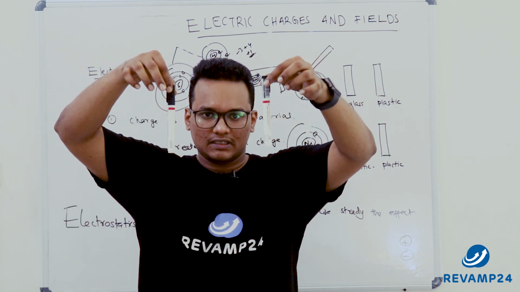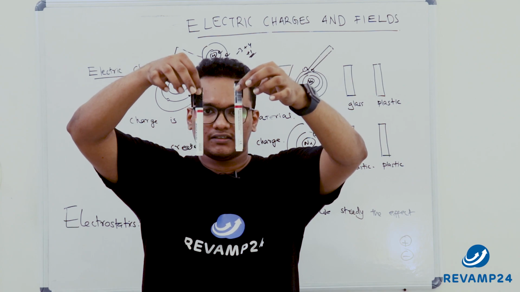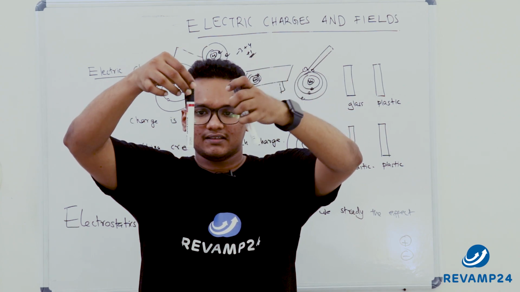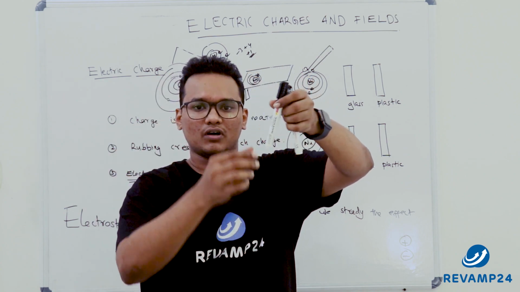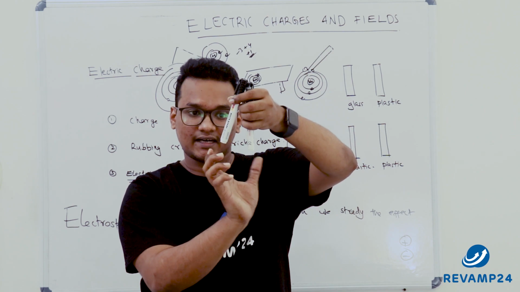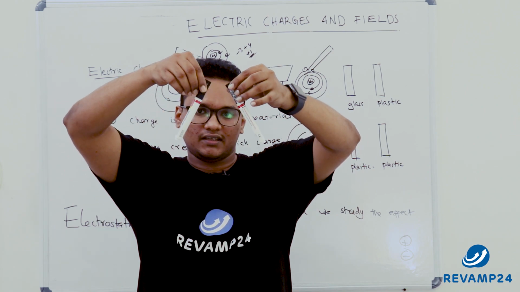Now he has kept these 2 plastic rods together. He has seen a deflection here. So what is the reason? These 2 rods have got charge and these charges have repelled, interacted. So the interactive force is repulsion here.